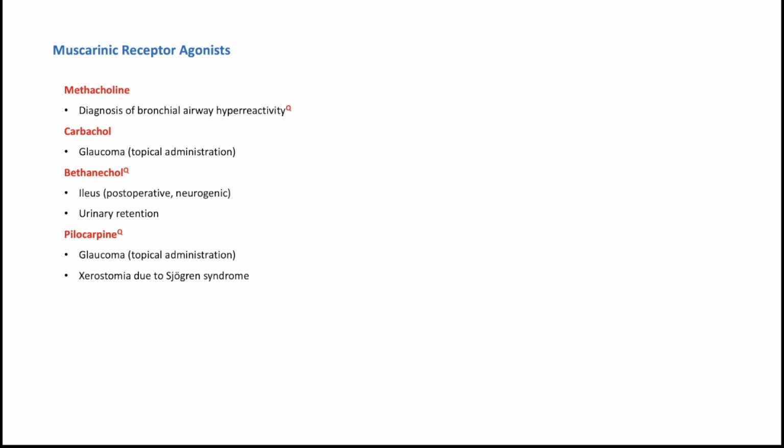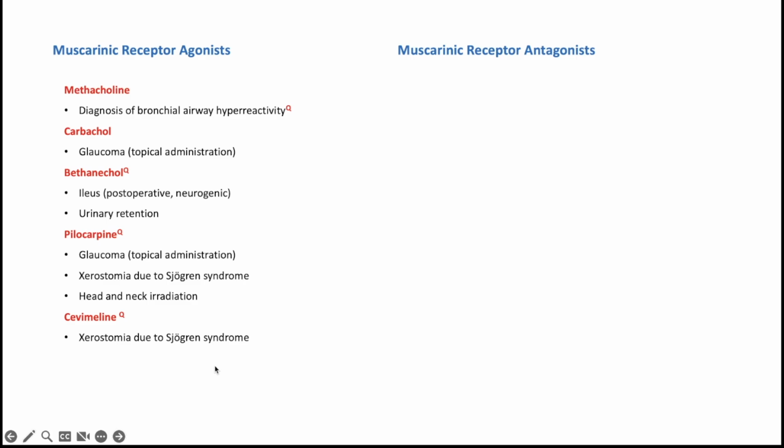It can be used for xerostomia, where there is dryness associated with clinical conditions like Sjogren syndrome. And in case of head and neck irradiation, pilocarpine is used to prevent the dryness of the secretions due to the irradiation. Next we have cevimeline, which is an analogue of pilocarpine, which has been used successfully in the treatment of xerostomia, that is the dry mouth condition due to Sjogren syndrome. So this was about the muscarinic receptor agonists.